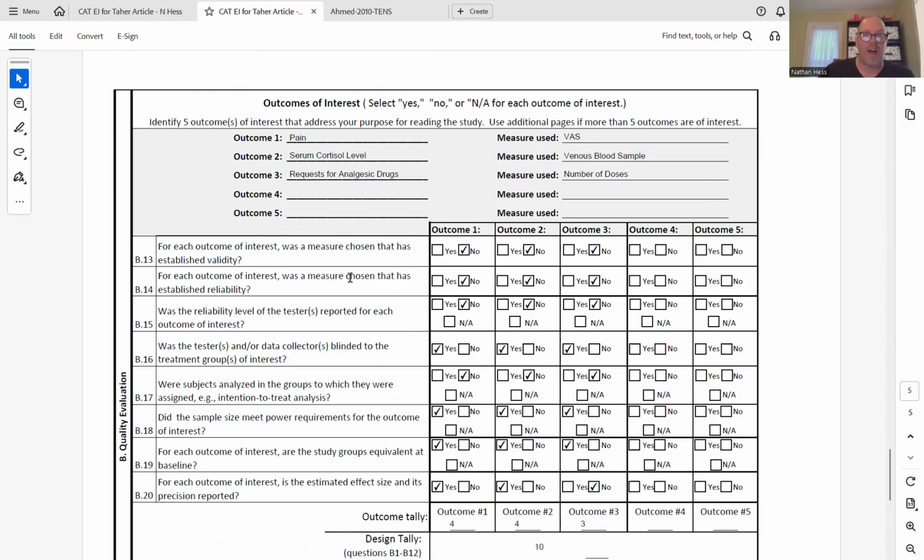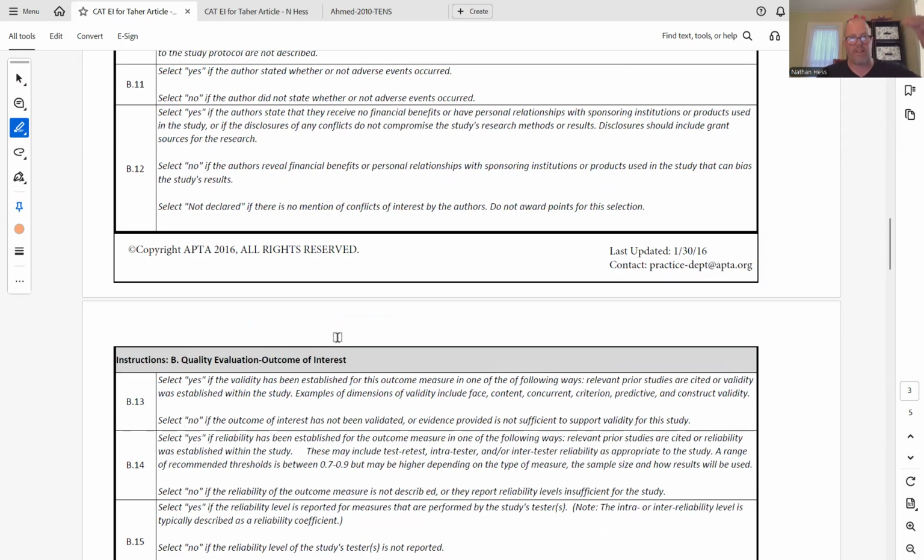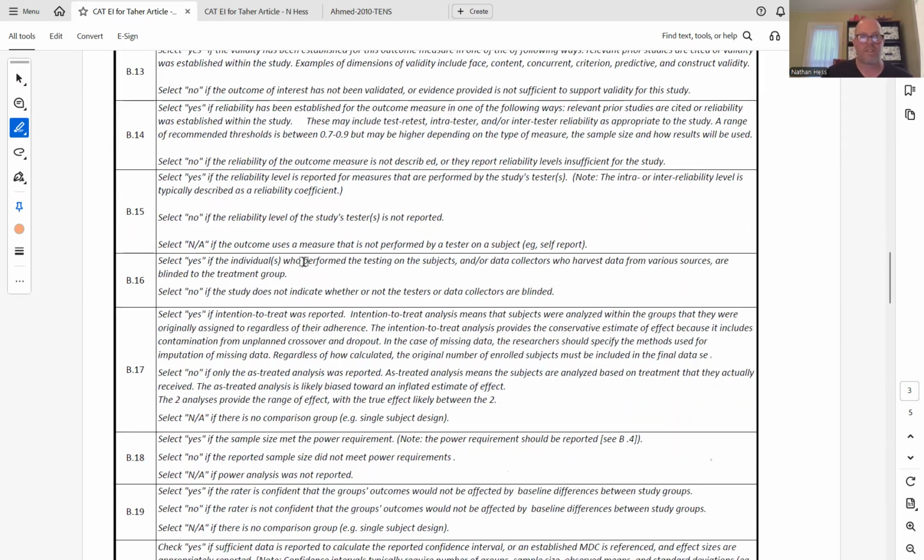Do they have an established reliability? And again, they didn't give us any information about reliability in their article. Was the reliability level of the testers reported? They didn't talk about that at all. Was the testers' data collection blinded? Well, we know yes, the people who were collecting data were blinded, so we checked yes for those across the board. Subjects analyzed in the groups to which they were assigned. So if you're going to look at D17, again, all the information about what to select is all here. So they talk you through these things.